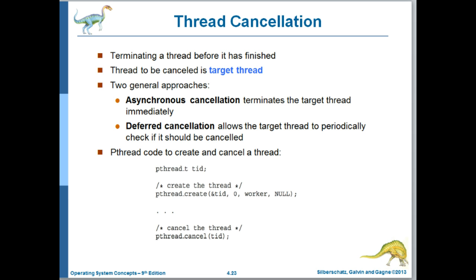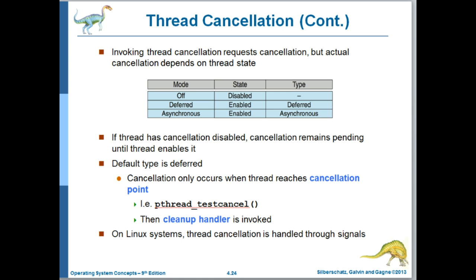Why would we want the target thread to clean up after itself first? Well, it could be holding a lock, and if it terminated while holding the lock, that could cause the program to deadlock. It might have other resources, such as files that are open, that need to be closed before the thread terminates. So here are the possibilities in the pthread library.